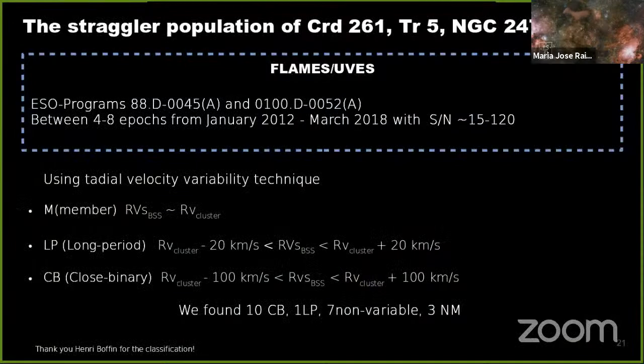But we wanted to go a little bit further, and we had the spectroscopy data for the straggler population of four clusters. Using high resolution spectra from the FLAMES spectrograph, we calculated the radial velocities of each star and compared them with the cluster mean. For each cluster we have between 4 and 8 epochs, and we classify them using a very rough classification, assuming blue stragglers are the result of collision or that they are in binary systems. In total, we found 10 close binary systems, 1 long period binary, 3 blue stragglers being non-members, and 7 non-variable. Among these non-variable, 1 yellow straggler.